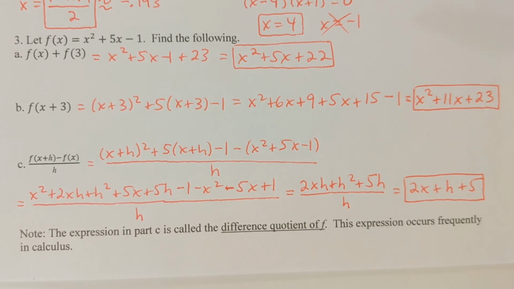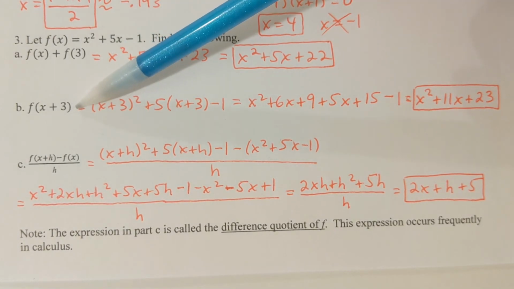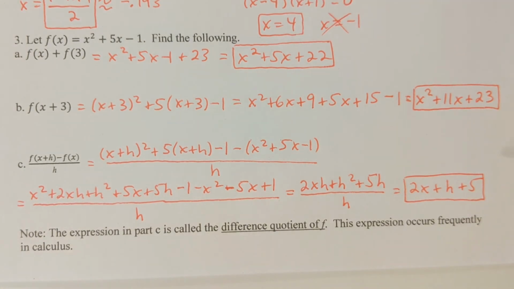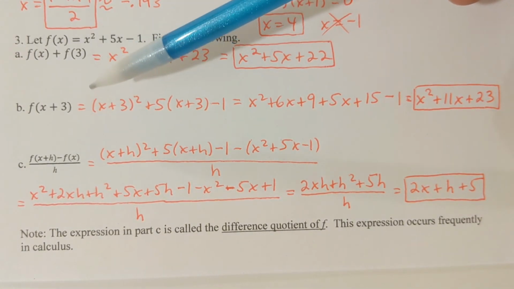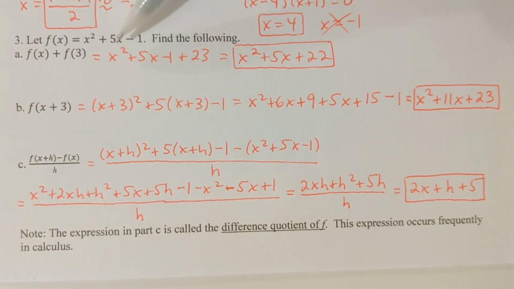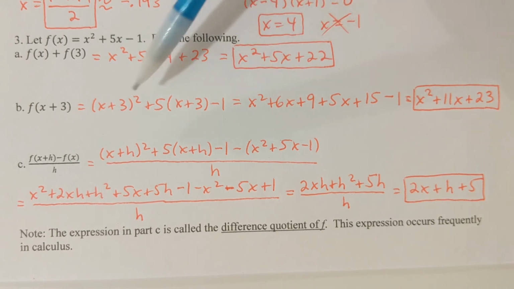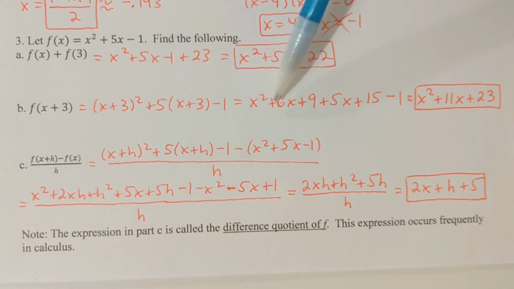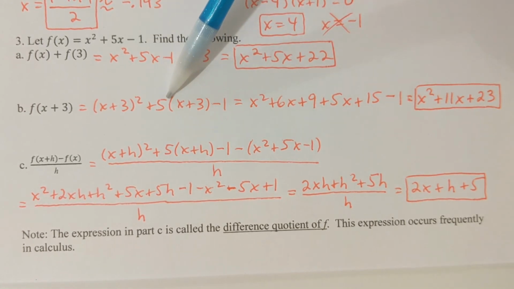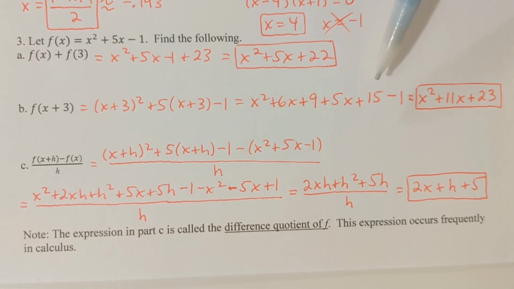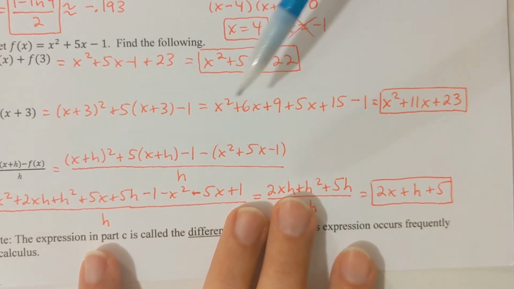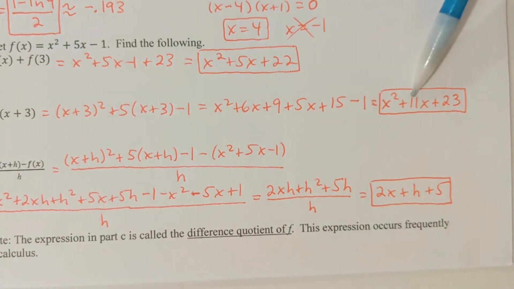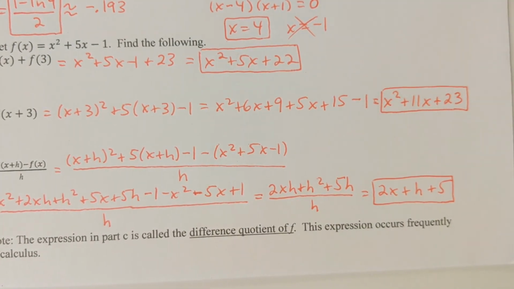Okay, now in part B, f of x plus 3 is different from what I'm being asked to do in part A, because in part B, we're saying that wherever we see an x in f, there's two of them, replace those x's with x plus 3. All right, so let me do that. I'm going to replace those x's with x plus 3, and then I'm going to simplify. x plus 3 times x plus 3, I'll need to FOIL that out, and I get x squared plus 6x plus 9. I'm also going to distribute the 5 here and collect my like terms. So I'm looking at x squared, 6x and 5x is 11x, 9 plus 15 minus 1 is 23.